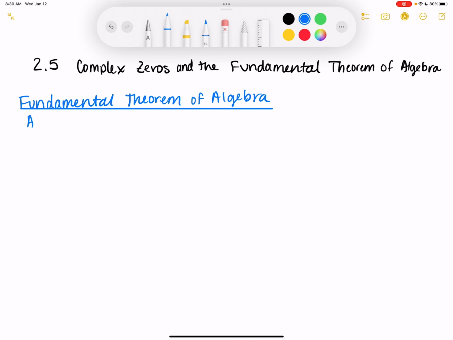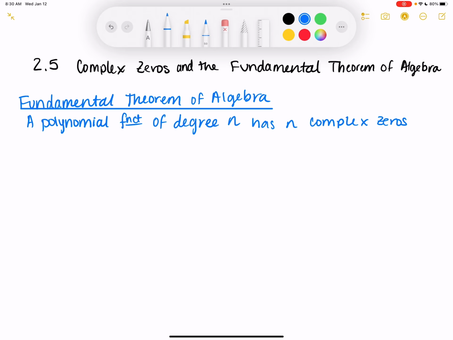says a polynomial function of degree n has n complex zeros, real and non-real. Some of the zeros may be repeated.